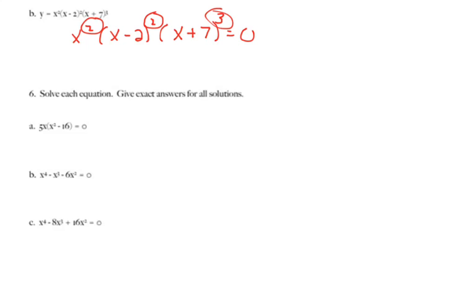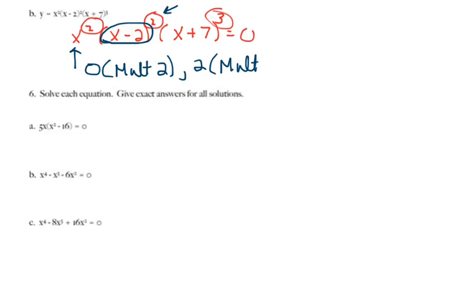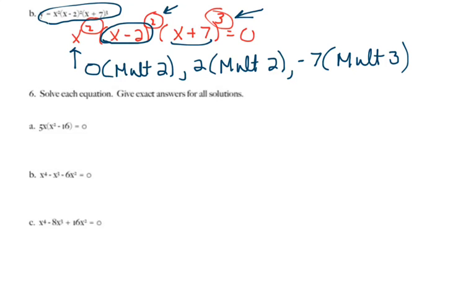The first factor, what would make x 0? 0 would. Multiplicity of 2. Happens twice because it's squared. What makes x minus 2 0? If x is 2. It happens twice. Multiplicity of 2. What makes x plus 7 equal 0? Negative 7 does. It happens 3 times. Multiplicity of 3. And we're done. Those are the things that make the original equation equal 0.